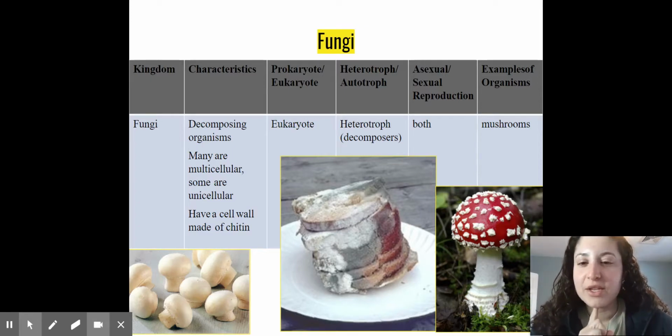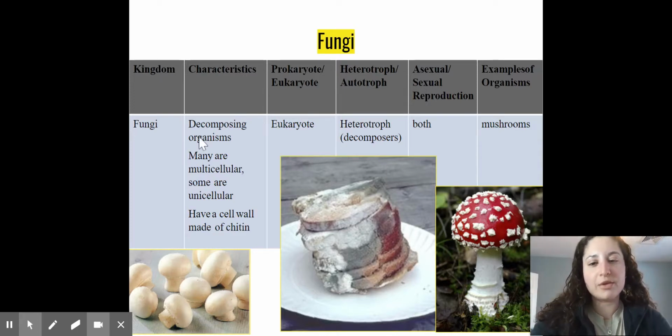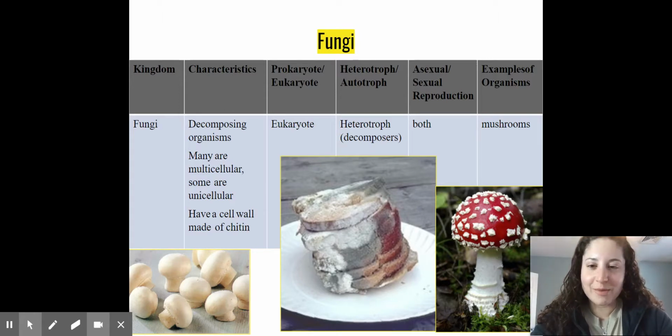Okay, I'm moving on. So the defining characteristic of a fungi is that it is a decomposing organism, which means that it eats dead things. So once we die and we're buried 6 feet under the ground, a fungus will come along and help to decompose our body by eating our dead remains. A lot of them are going to be multicellular. There are a few that are unicellular.